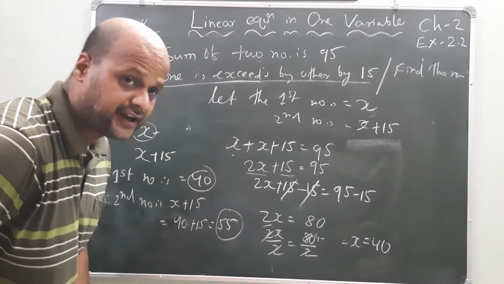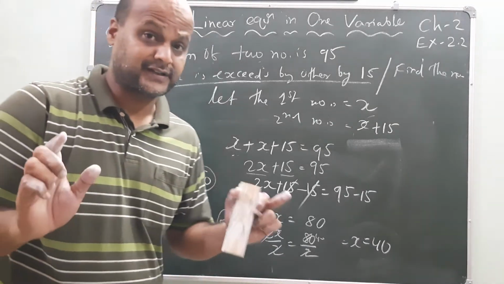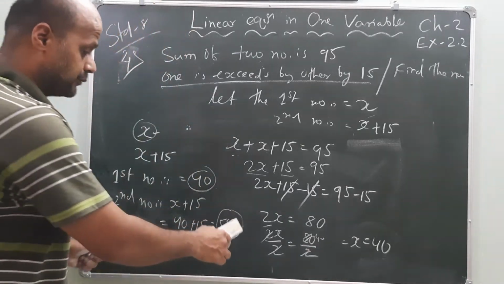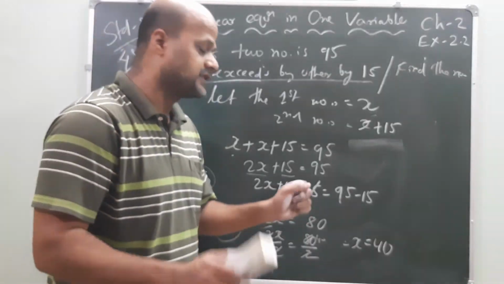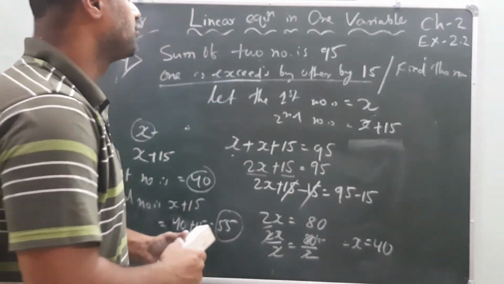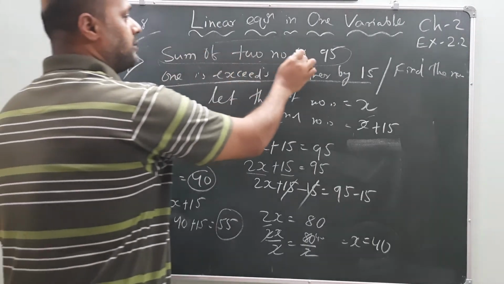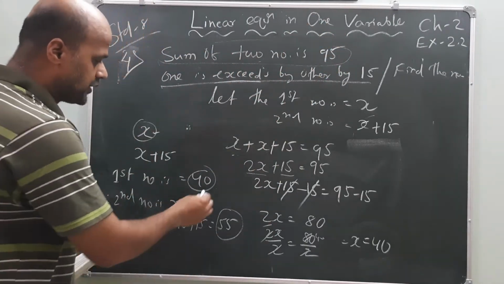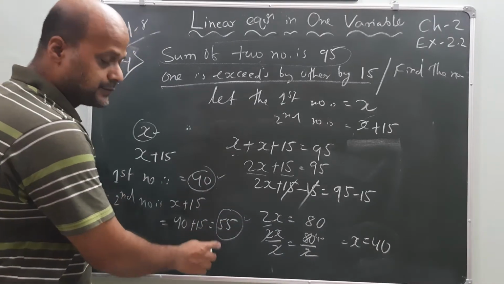Now, my dear friends, we are getting the first number and the second number. Now, what I told you, you have to put these numbers in the question so that you find out whether the answer is coming or not. You have to check it. Here the total is given. What is that? Sum of two numbers is 95. This one and this one is how much? 95 must be. 40 plus 55, how much?